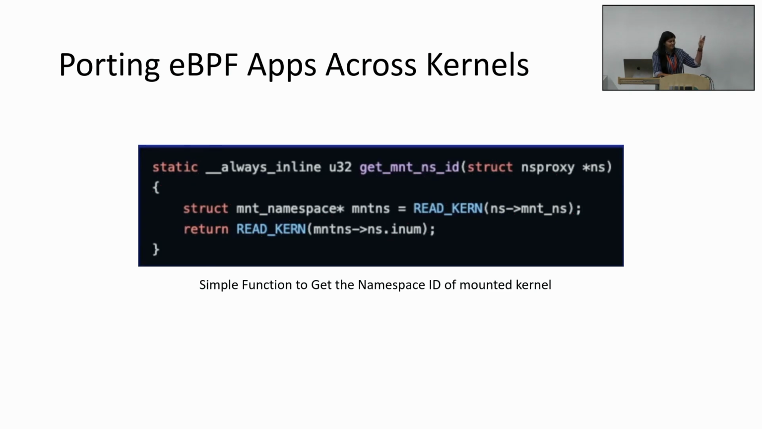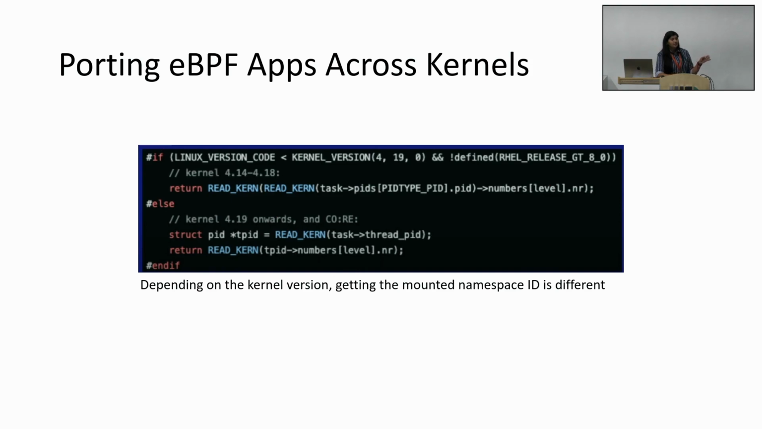It's written on the slide. It's trying to get the namespace ID of the kernel which is currently mounted. Very simple. If you look through it, there is one function, one structure which is doing the read kernel, and the next one is just returning the inode number or the ID of the kernel that was read by the first one.